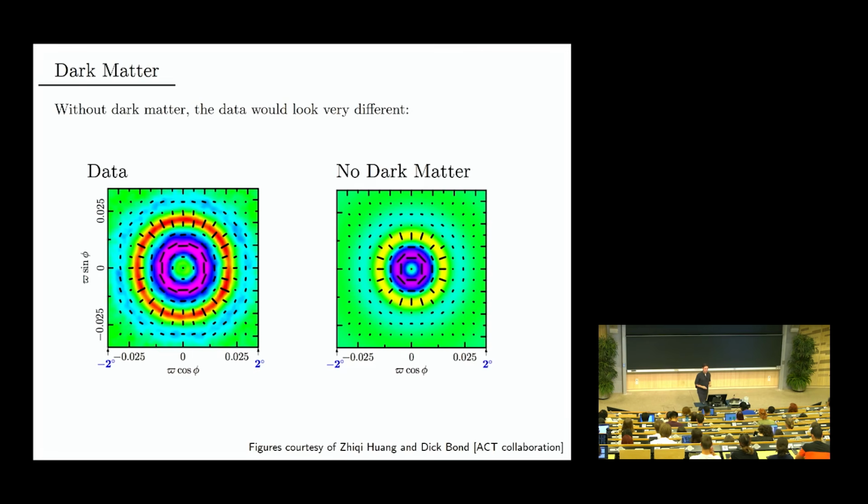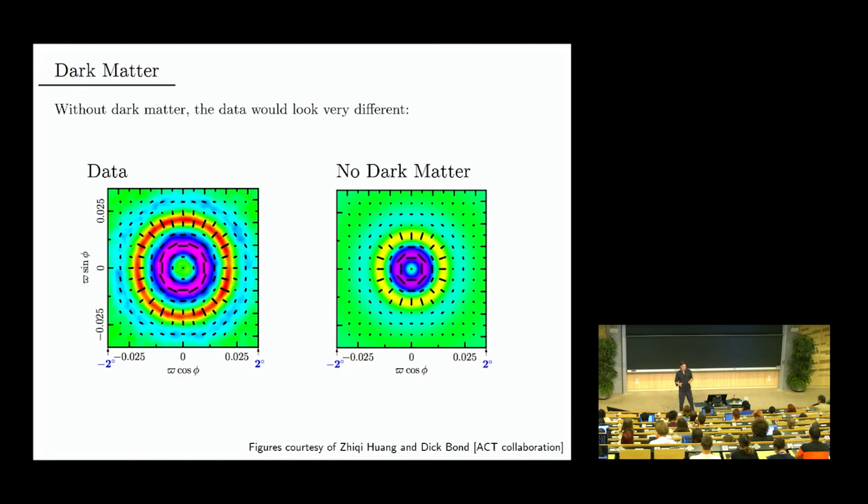On the left, I'm always showing you what the data actually looks like. Here I'm showing you, I think, the polarization map, so it has more features than what you saw before. On the left, there's the data. On the right is the simulation, actually not mine, but from the people I cited, when I take all the dark matter out. And you can see by eye that these things don't match up at all.